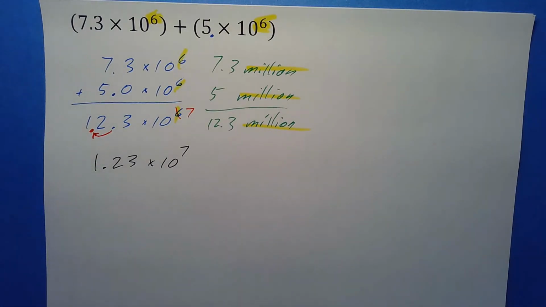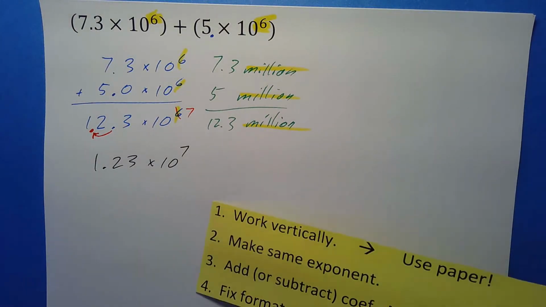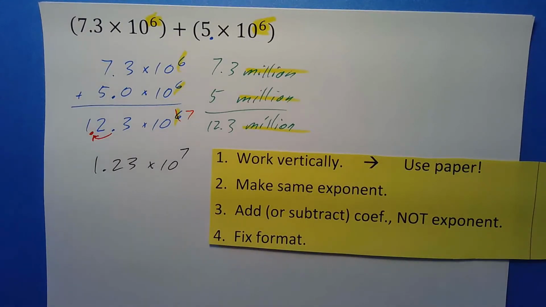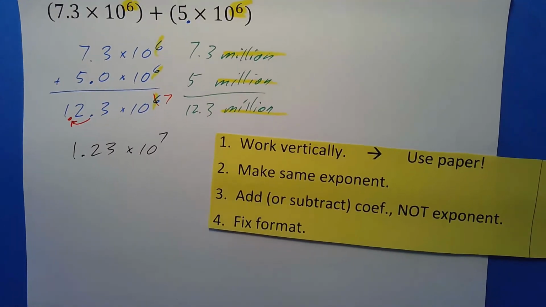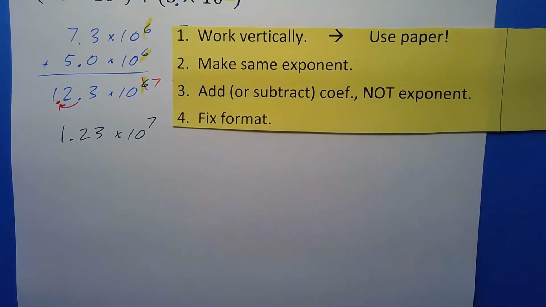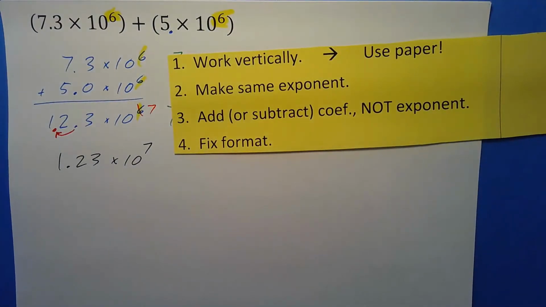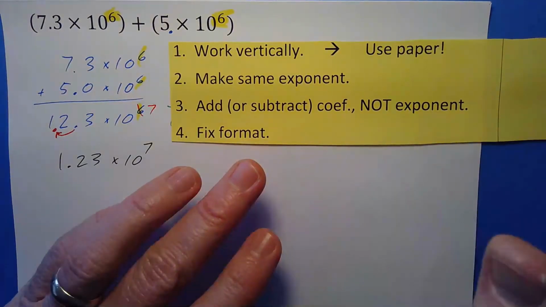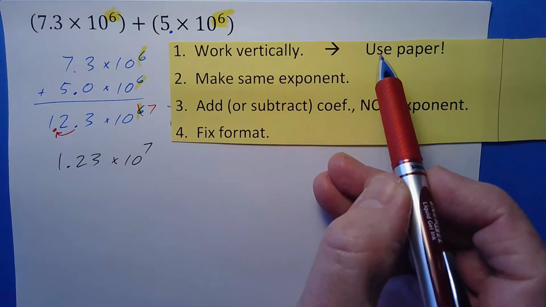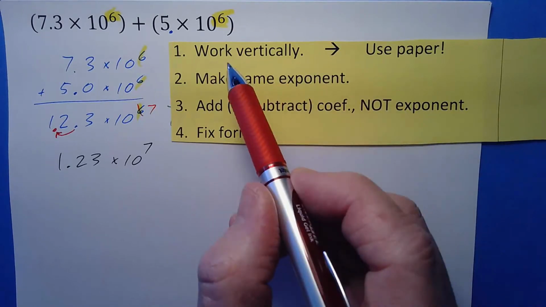All right, this is a good time to think about what we've been doing here. There are some particular rules or procedures that you want to follow, and here they are. So when we are solving problems like this, here's my strong recommendation for you. We want to work vertically, which means you have to use paper. So work vertically, use paper.